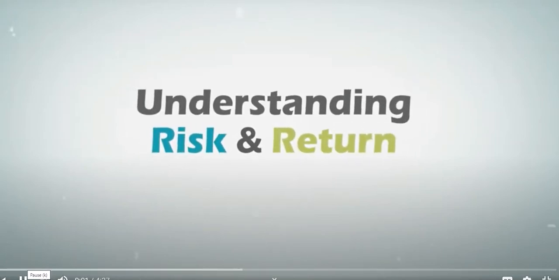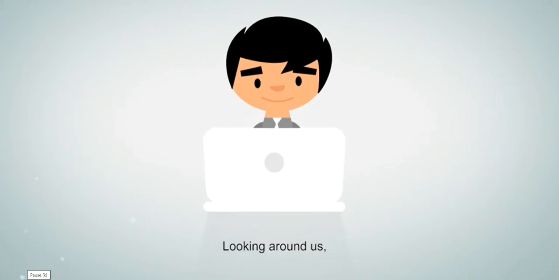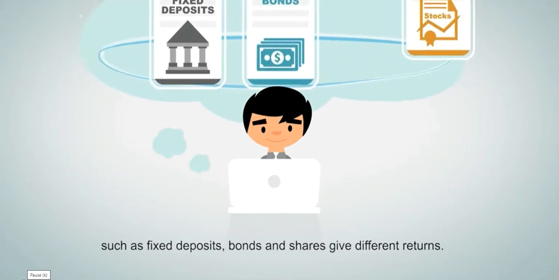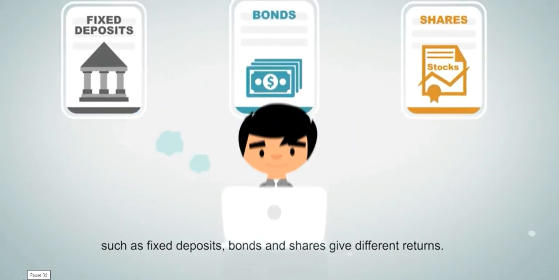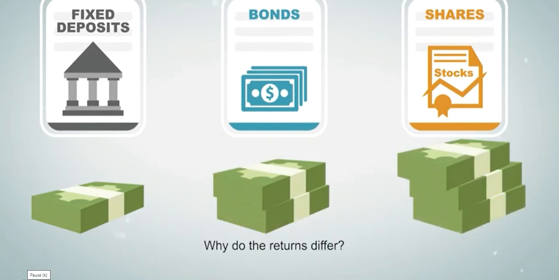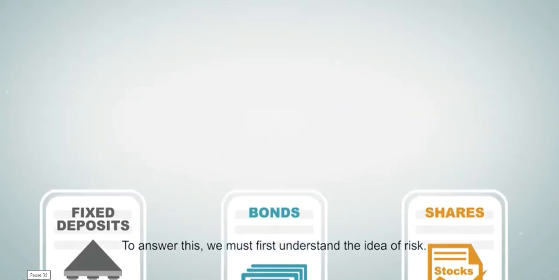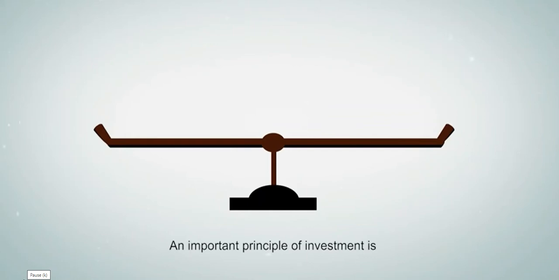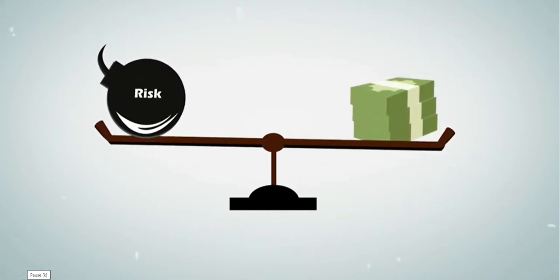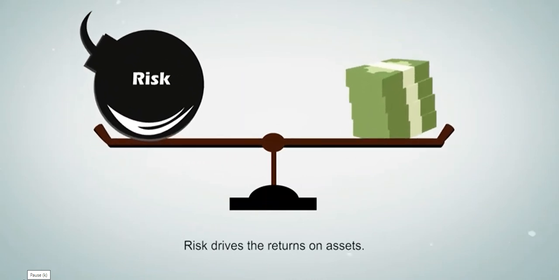Understanding risk and return. Looking around us, we find that different financial products such as fixed deposits, bonds, and shares give different returns. Why do the returns differ? To answer this, we must first understand the idea of risk. An important principle of investment is higher returns entail higher risks. Risk drives the returns on assets.